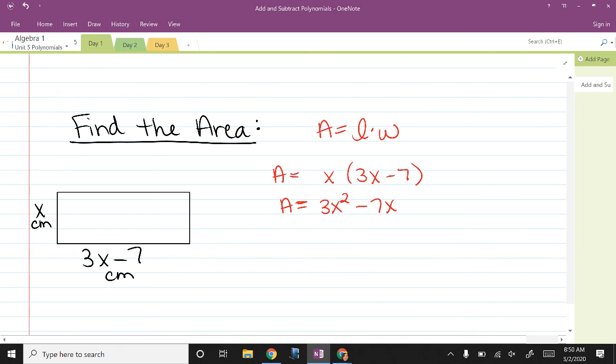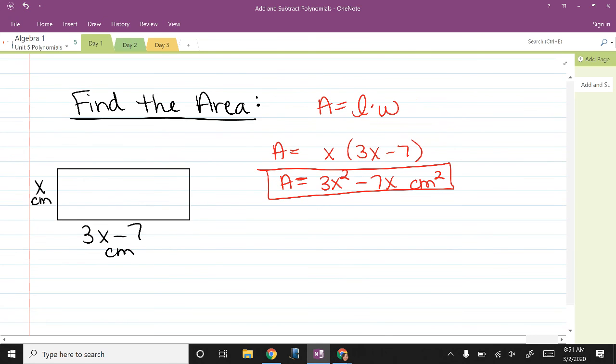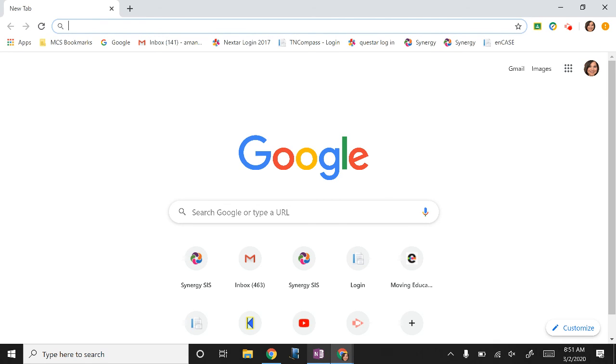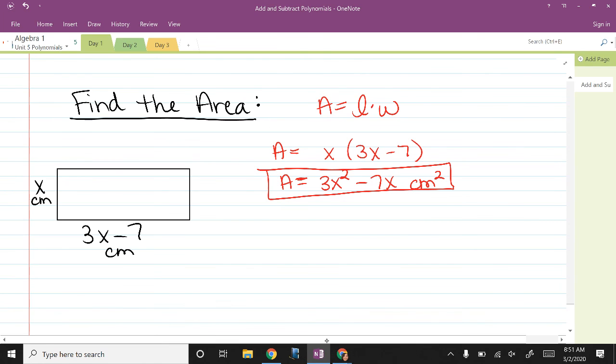Now, area, well, you have units, right? Those are centimeters, right? What kind of units are on an area? Centimeters squared. Good. There you go. All right, that's the end of notes for today. Hope you enjoyed that lovely lesson.